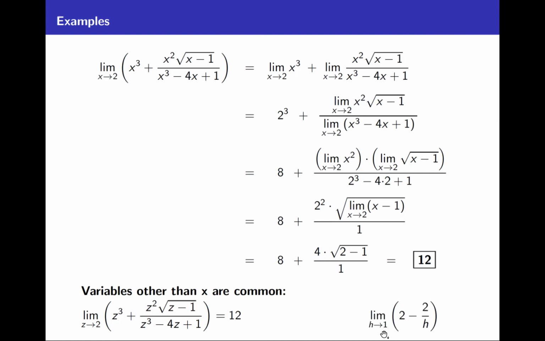Here's another one. The limit as h approaches 1 of 2 minus 2 over h. So you can reason this one out. h is the variable. It's getting closer and closer to 1. What's happening to 2 minus 2 over h? It's getting closer and closer to 2 minus 2 over 1, which is 0. So here we've just kind of reasoned that out without applying any limit laws. But if you applied the limit laws, you'd get the same thing. So keep in mind that you're going to have limits with variables other than x.